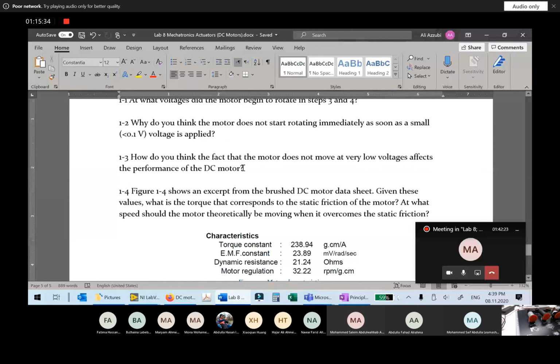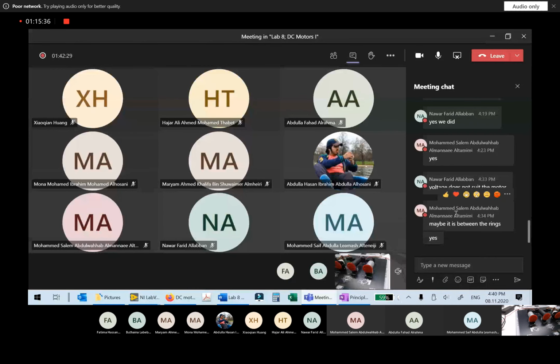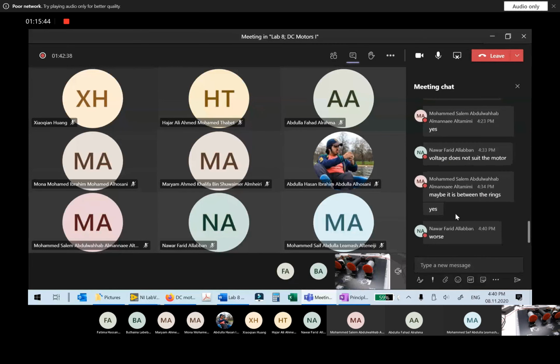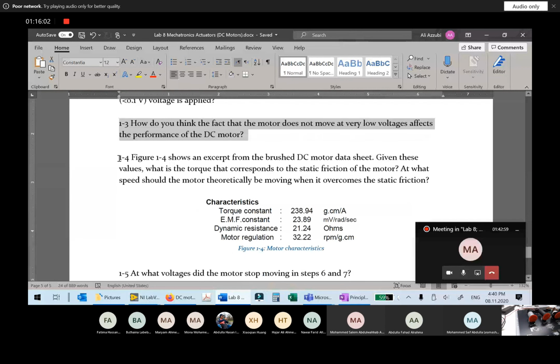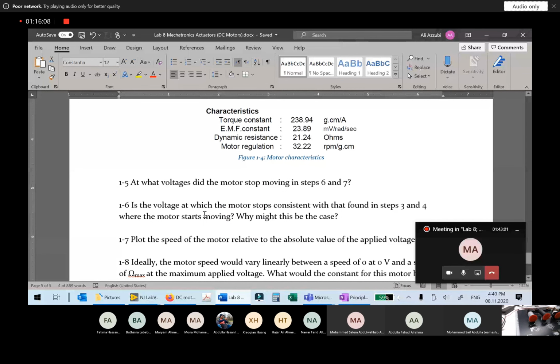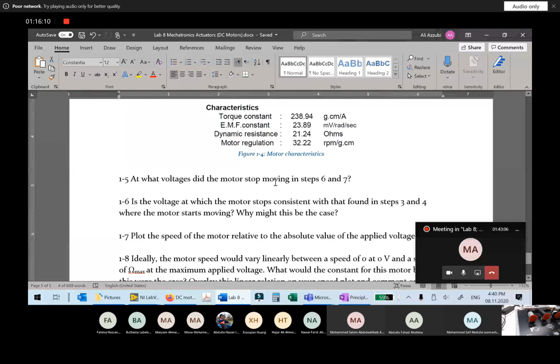And how does this affect the performance of a DC motor? Does it make it better or worse? What about the efficiency, performance? Of course, it's worse. Basically, here we call them brush losses. You have losses in the friction between the brush and the ring. So this is a hint about the answer for this one. We will come to this. Total voltage, steps 6 and 7. So let's proceed with the steps.